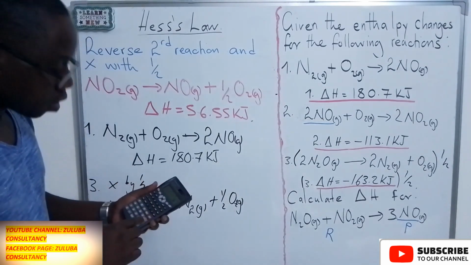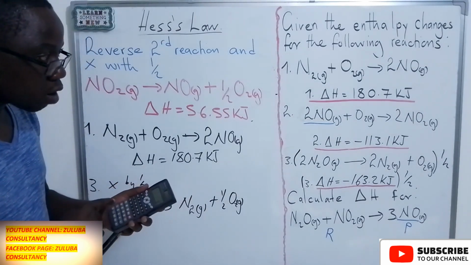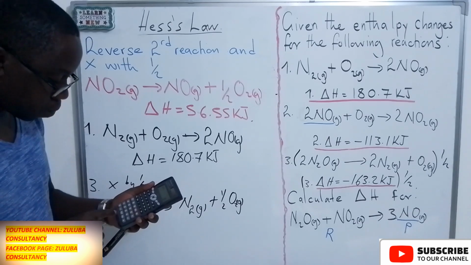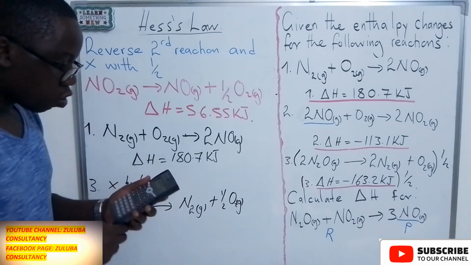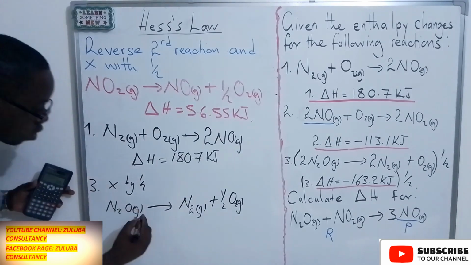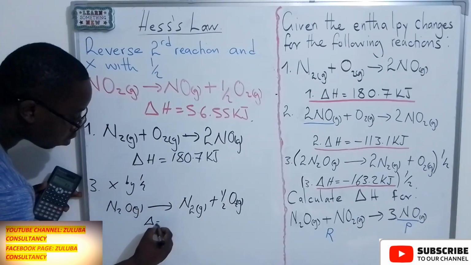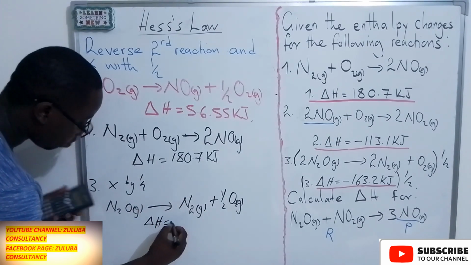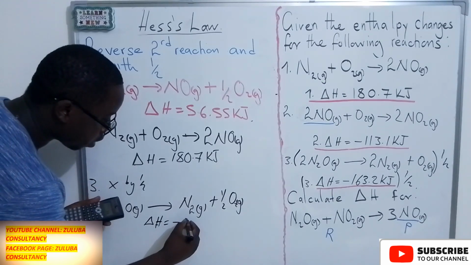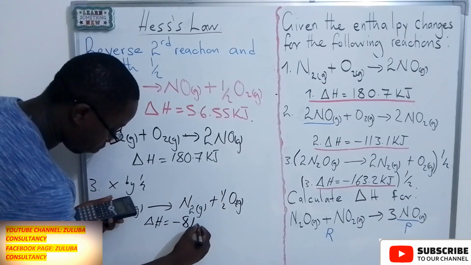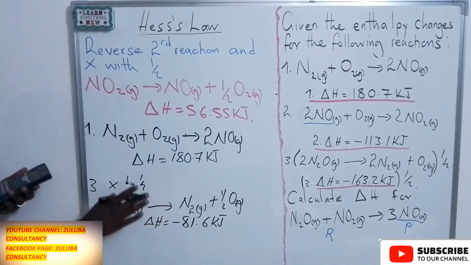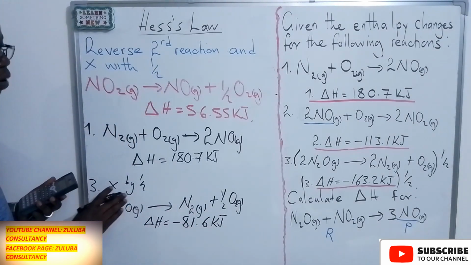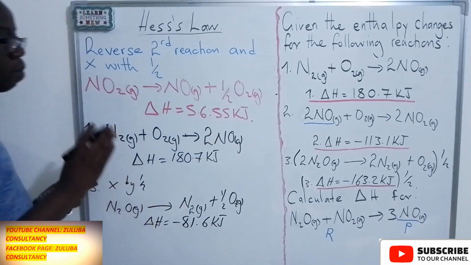So we are saying negative 163.2. When you are multiplying it by half, you are getting the enthalpy change of negative 81.6 kilojoules. So this becomes the enthalpy change of multiplying reaction 3 by half.